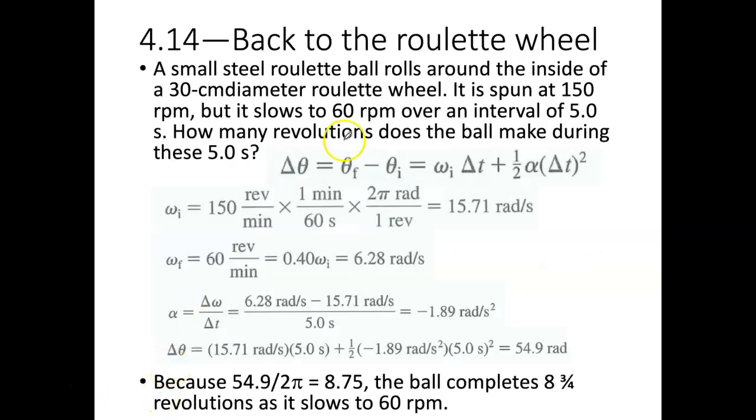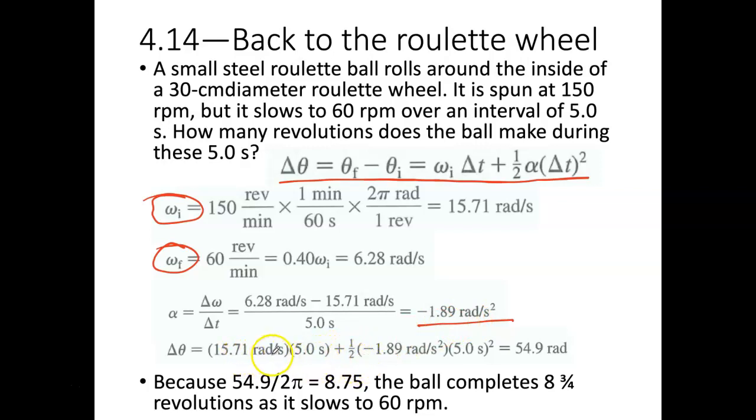If we go back to the roulette wheel, we have a small roulette wheel. It has a 30 centimeter diameter, spun at 150 RPM, but it slows to 60 over 5 seconds. So they want to know how many revolutions does it make. So we're going to use our kinematics equation. This one is the change in position is equal to the original velocity times time plus 1/2 of the acceleration times the change in time squared. We have our original velocity, we have our final velocity. So we've solved for both of those. And then we want to find the acceleration, so we just find the change divided by the time, and that gives us, there it is, a negative acceleration.